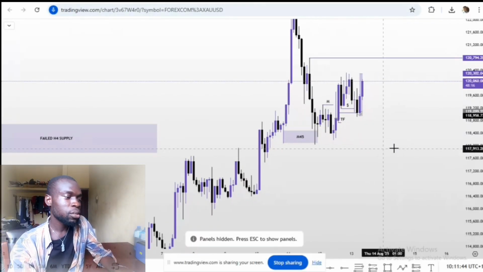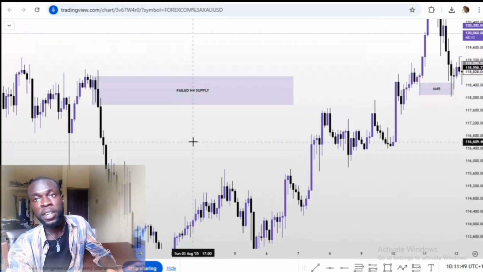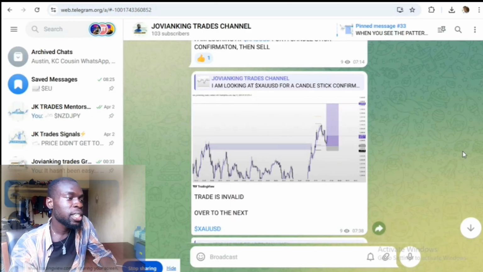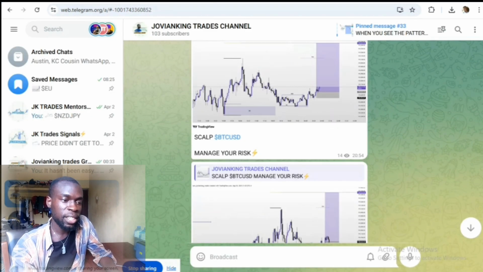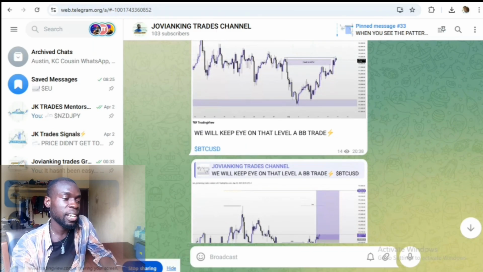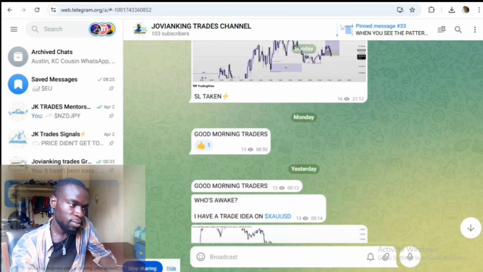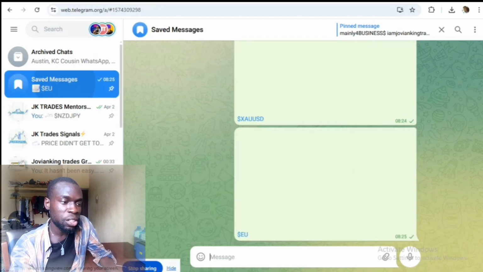So here's the setup. On the 4 hours time frame, I was able to spot that the market had a failed supply area. As you can see, on Sunday, I also sent that same trade idea on my Telegram channel, telling them that the market has a 4 hours level, and I'm looking at the market to fail around that level. Although the first entry we took was terrible, that one aside, I saw another entry on BTC.